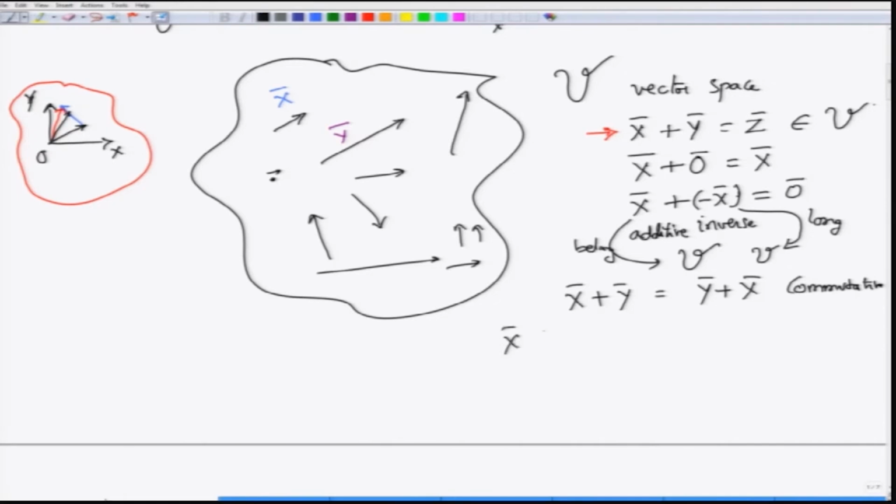In addition, there is also what is called the associative property. You take two vectors x and y and then add the resultant to the third vector, it does not matter in which order you have added them. This is the associative property of the vector.